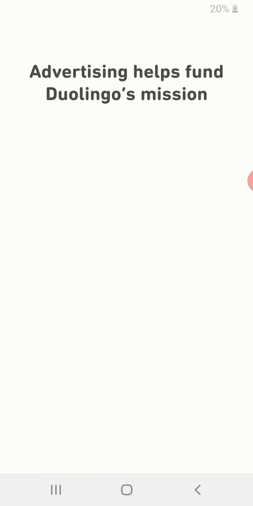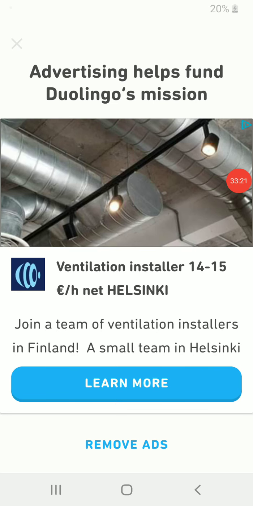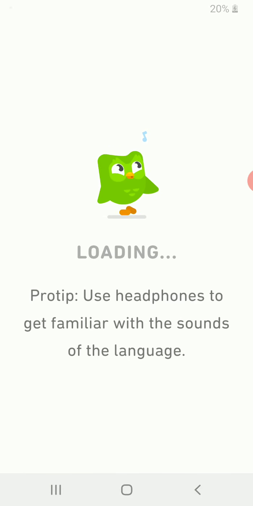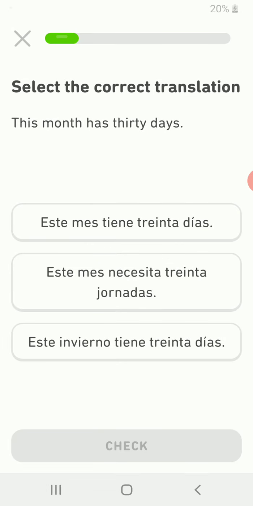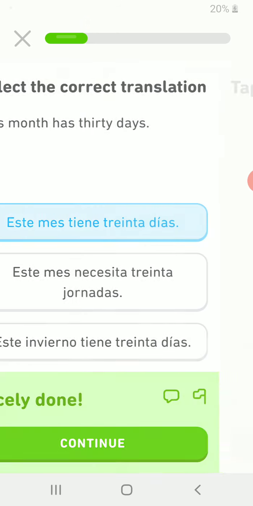I made some mistakes. I guess they are not so terrible, but anyway, I could also avoid them. And that was a third exercise. I think I'll go for the last one, just to wrap things up and to get this done. So select the correct translation. This month has 30 days. So este mes tiene 30 días.